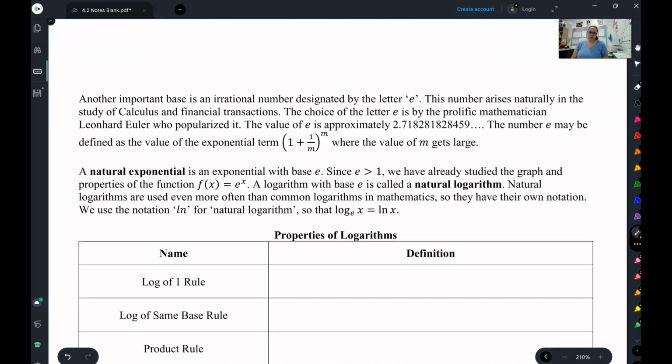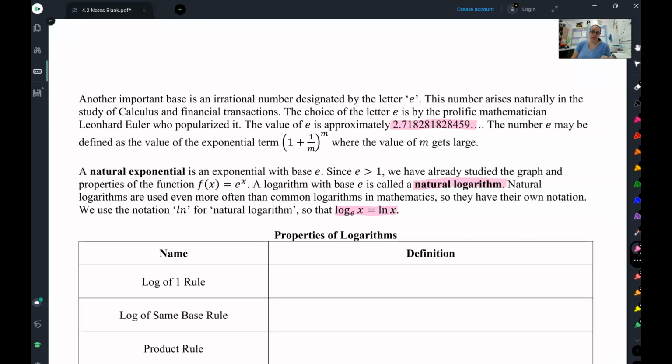The next one I want you to know about is the natural log, and this is log base e. Now, e is a number kind of like pi. You know how pi is 3.14 forever and ever? e is the same thing, but it's 2.71, and then it goes on forever and ever.